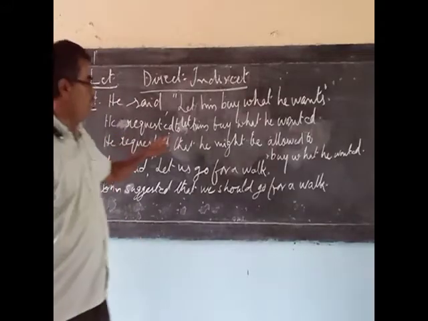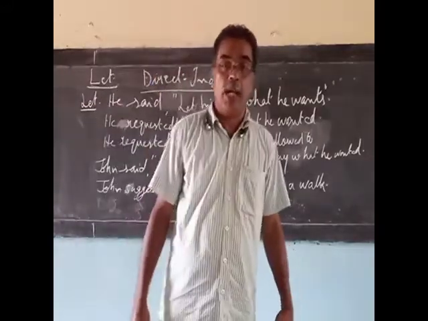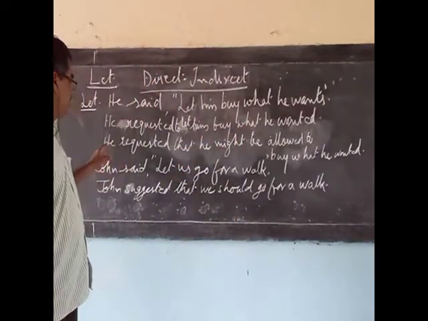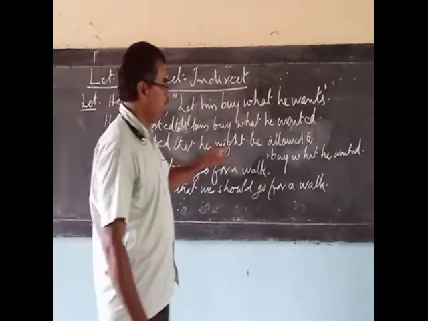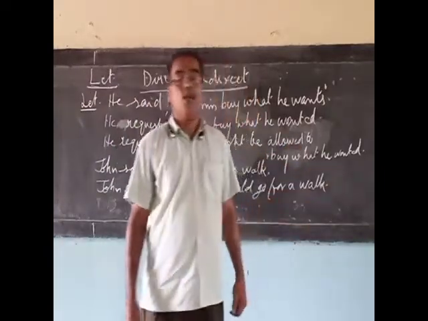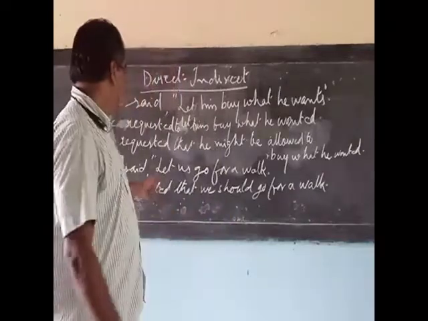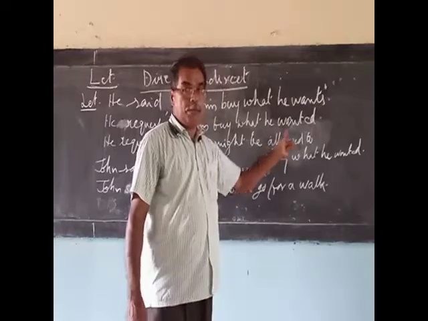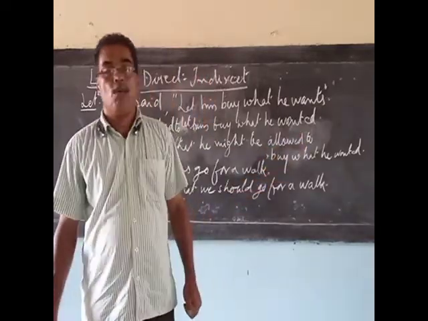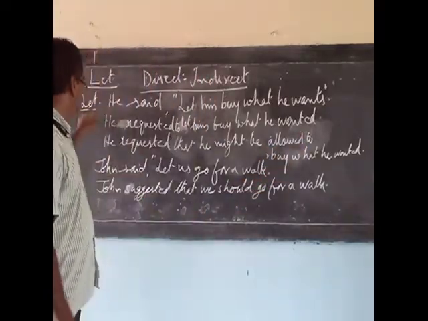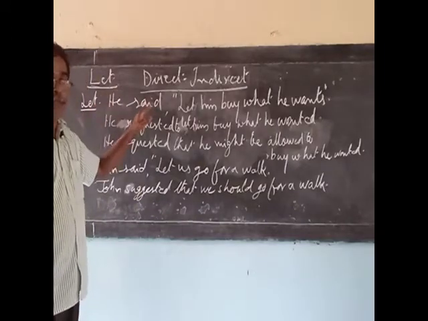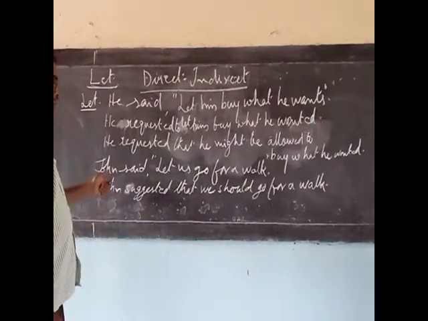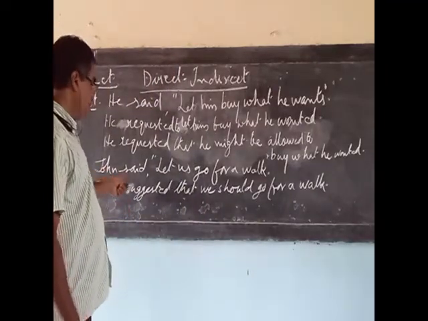He requested to let him, permit him, allow him to buy what he wanted, one way. Or it can also be written, he requested that he might be allowed or permitted to buy what he wanted. That way, when let is used as a verb, meaning allow or permit, we can change the sentence from direct speech to indirect speech.